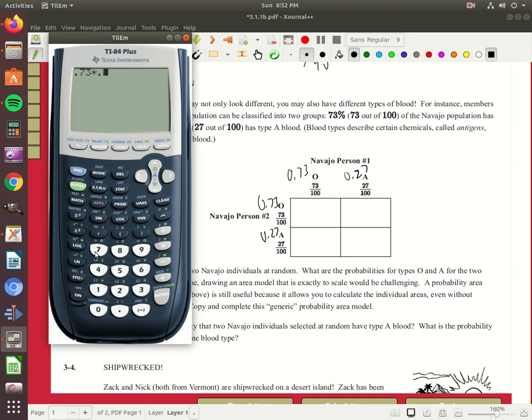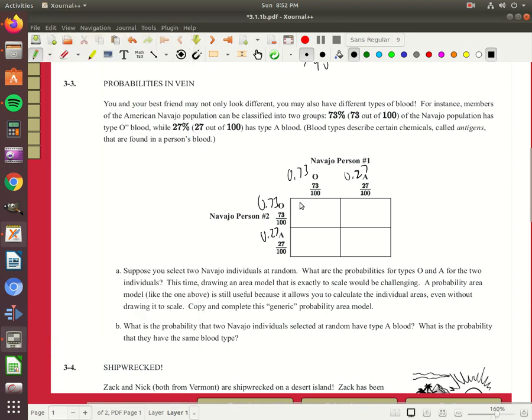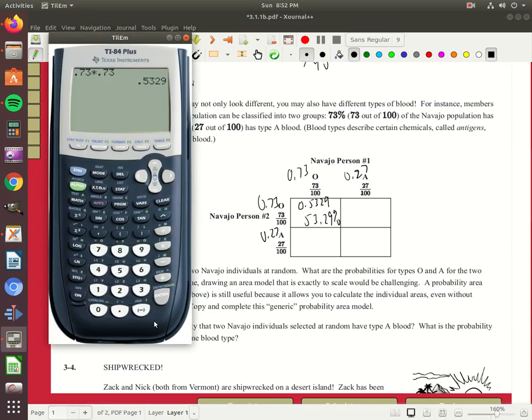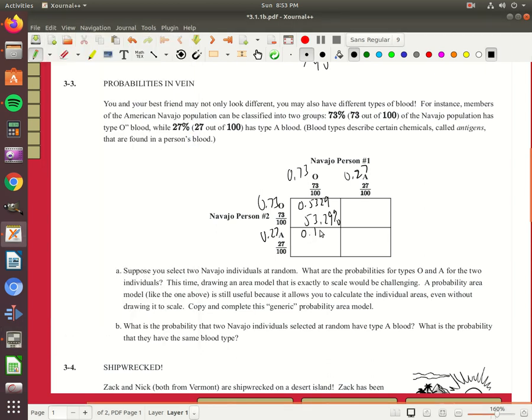0.73 times 0.73. I'm going to get, and you could call it 0.5329. Hopefully we know if we move the decimal 2 places, that's 53.29%, right? These 2 boxes are going to be the same size because it's 0.27 times 0.73 and 0.27 times 0.73, so I only need to do this once. And we're going to get 19.71%, or 0.1971.